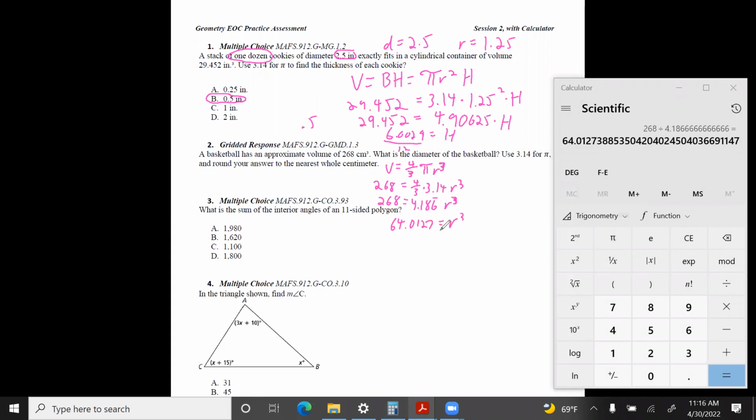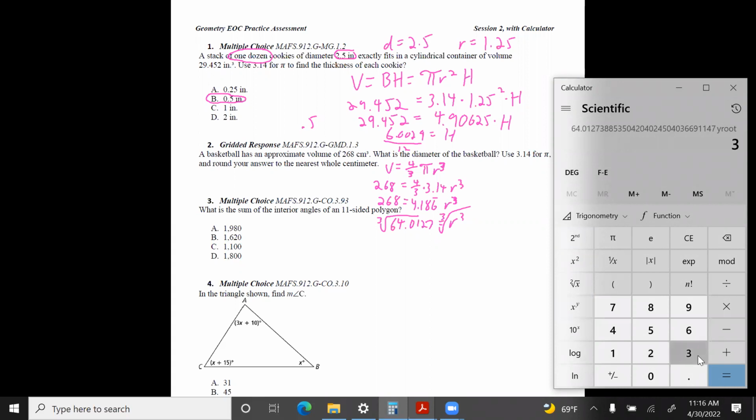We need to get rid of that third power, so we're going to cube root it. And this calculator, let's see. They don't give me an option for a cube root, doesn't look like. Let me try it in a second and see what happens. Root 3. Yep, there we go. So we took a cube root. It gives me approximately 4.